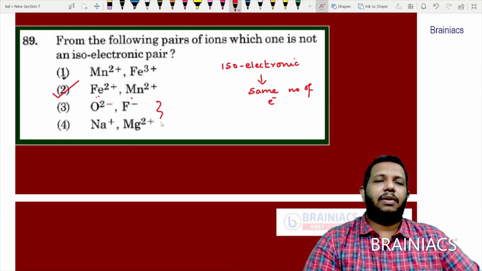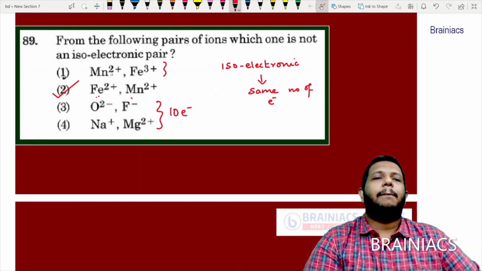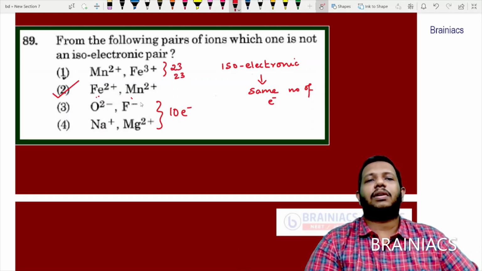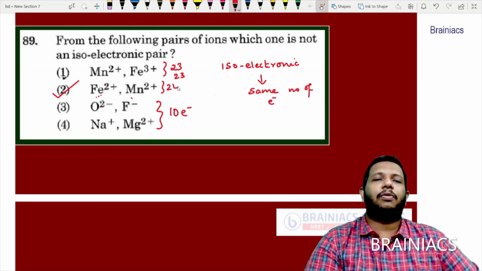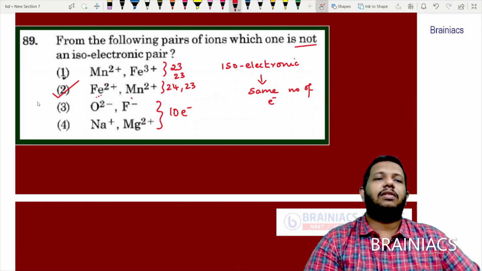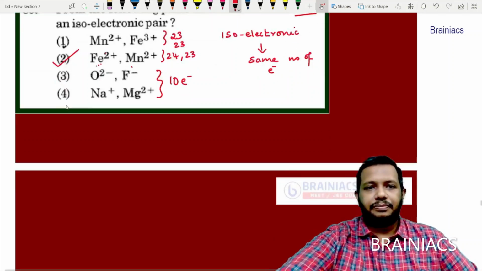Otherwise, if you count all of them, here we have 10 electrons, and here also if you see manganese, 2 electrons are removed means it will have 23, and iron, 3 electrons are removed means it will also have 23. But here if you are removing the same number of electrons from both, iron will have how much? 24, and manganese will have 23. So that is the reason why it is not an isoelectronic species, means option 2 is the correct answer.